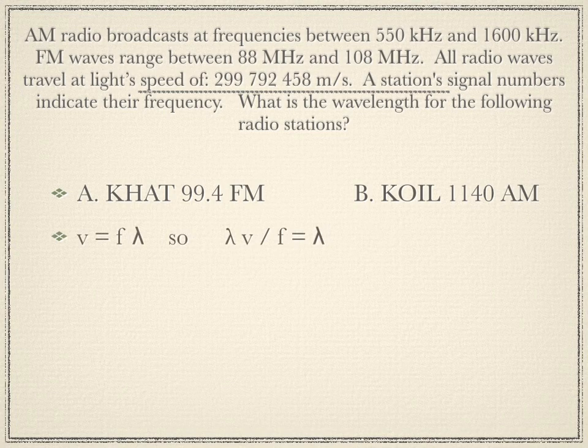So we're going to have the equation again, V equals F lambda. So that means V divided by F equals lambda. I apologize, I stuck the equals in the wrong spot there. So that should say V divided by F equals lambda. And what we're going to do there for both of these, the velocity is going to be the 299,792,458 meters per second, and the frequency are going to be the numbers there. But again, you got to remember FM is megahertz, that's 10 to the sixth. AM is kilohertz, that is 10 to the third.